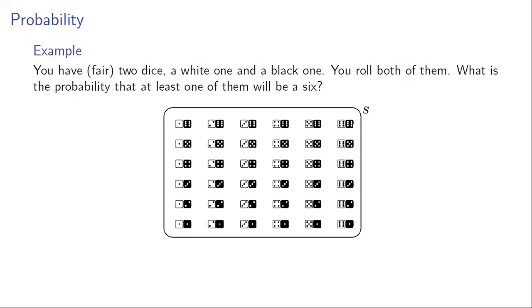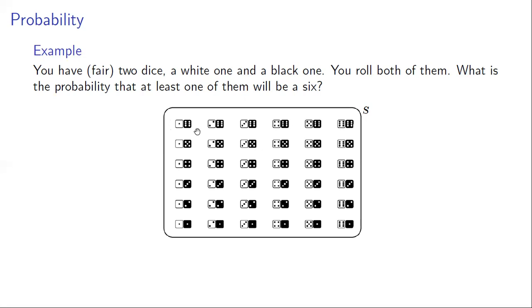It's our sample space. And now we want to figure out the probability that at least one of them will be a 6. So let's try to figure out what the event is, right? What is the event in terms of the sample space? Which part of the sample space is the event that we're interested in? Right, so, well, if you think about it, it will be the top row.